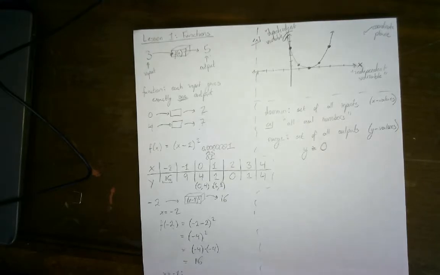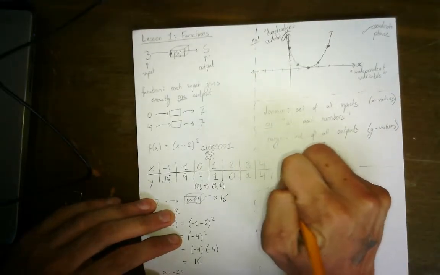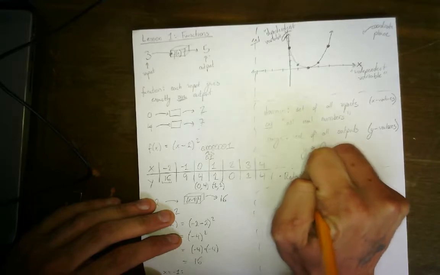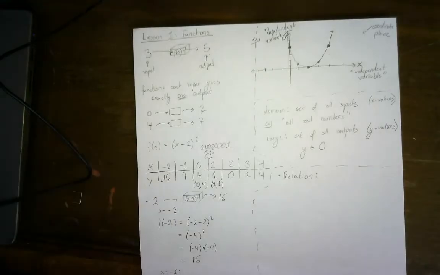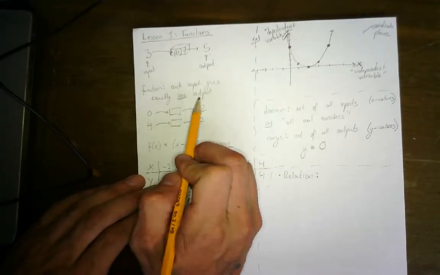And so in our next case, what I want to do is show you something that's not considered a function. We've been talking about functions all this time. So let's talk about a relation. A relation is a little bit more general. Notice how in our function it says each input gives exactly one output.